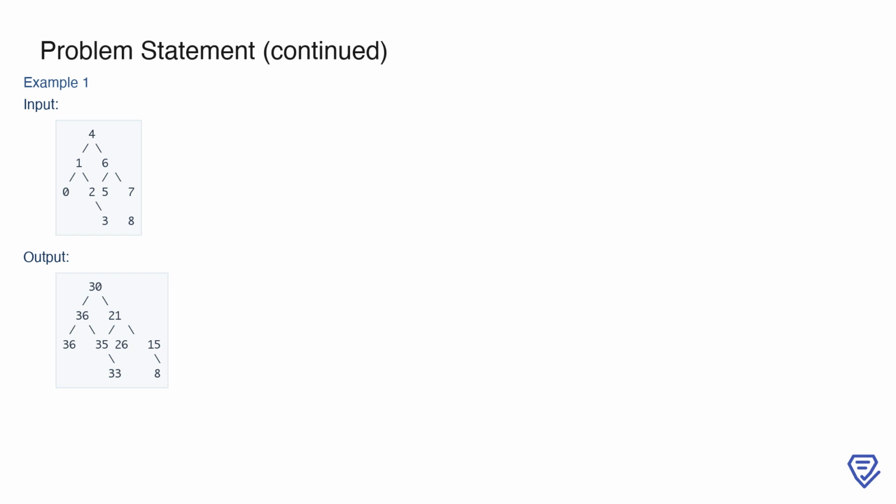After transforming this BST into a greater sum tree, the root node's value becomes 30, and its left and right children are updated to 36 and 21, respectively. Similarly, all other nodes are updated based on the sum of values greater than or equal to their original values in the BST. For example, node 1 becomes 36, node 2 becomes 35, and so on. The tree structure itself remains the same, but the values of the nodes are updated.